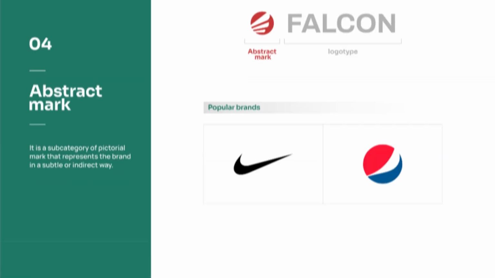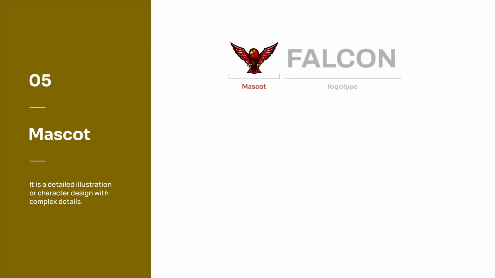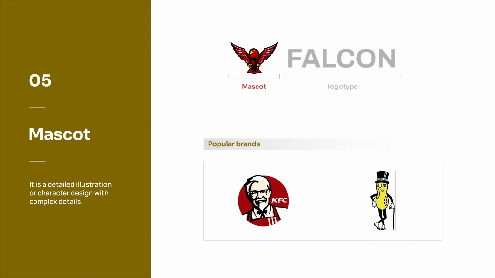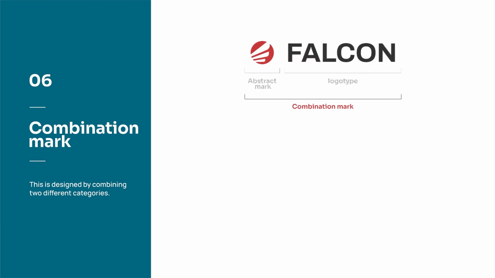At number 5, we have mascot. Mascot is a detailed illustration or character design with complex details, just like this detailed illustration of a falcon. Some of the popular brands also use the mascot design, just like KFC Colonel and Mr. Peanut. Then we have combination mark. It basically combines two different categories, such as this design, which is the combination of abstract mark and a word mark. So every logo that includes an icon and a typography will be called a combination mark.